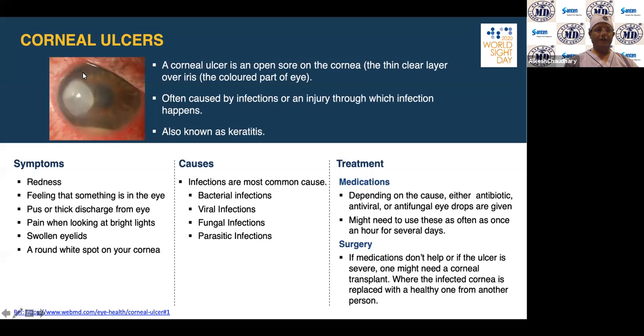Initially, we treat the corneal ulcer, we heal them. So sometimes this opacity may go down and the patient may start seeing. If it doesn't happen, we may need a cornea transplant later on. The most common cause of this type of ulcer is frequent rubbing and regular infections in the eye, which lead to corneal ulcers.